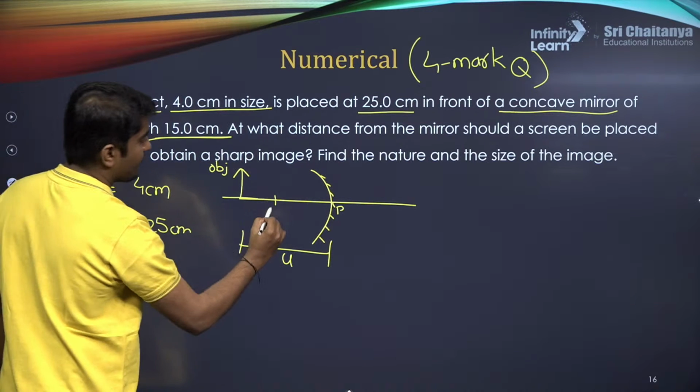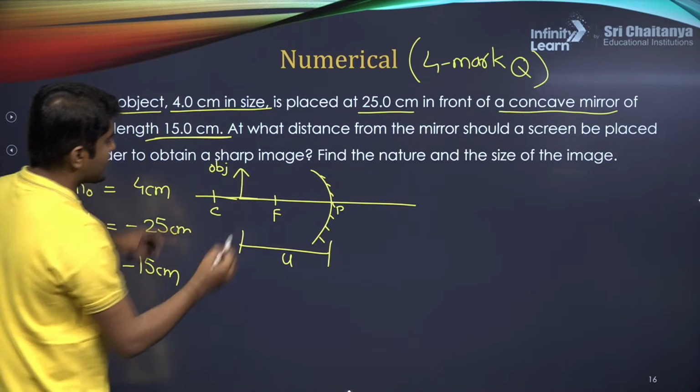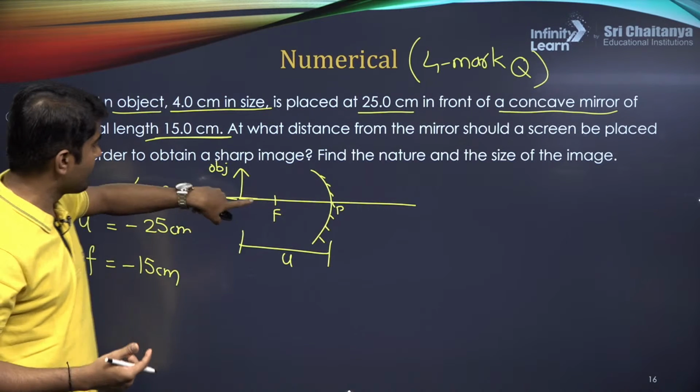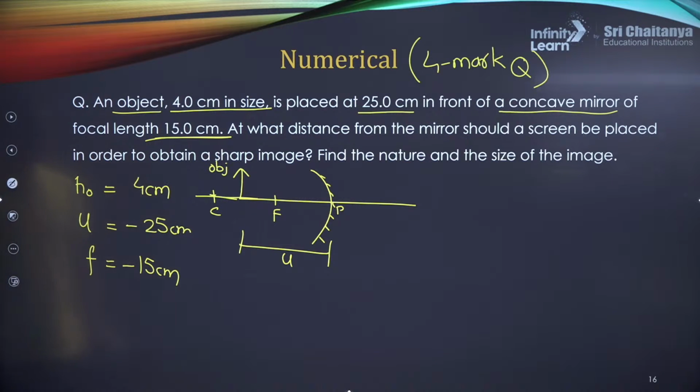तो यहाँ पे अपना focus है. There is a center of curvature. Object is between center of curvature and focal length. इन दोनों के बीच में हम अपना object है ना? Clear? What else is given?